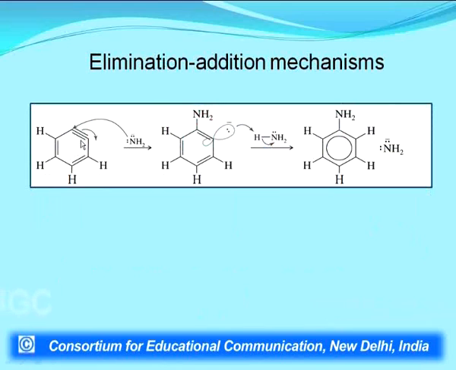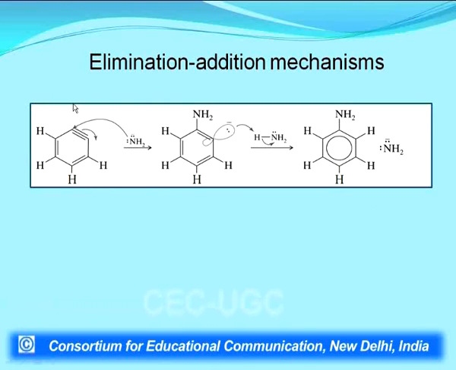But once this benzyne is formed, this amide attacks here and this pair of electrons shifts, and again we get the formation of this anion. This anion captures one hydrogen and we get the product in which this NH2 group has occupied the position that was earlier occupied by bromine.